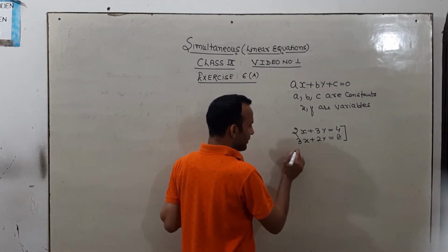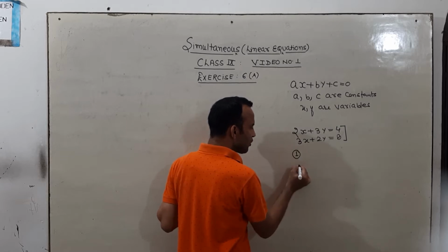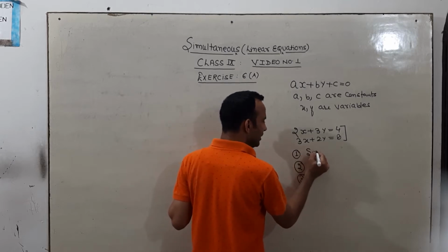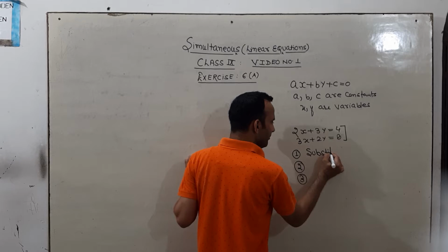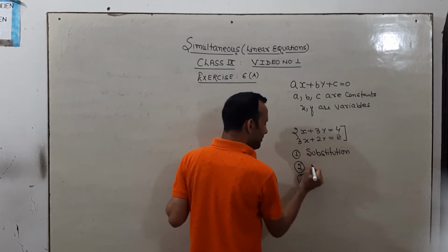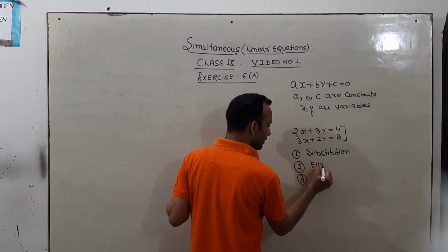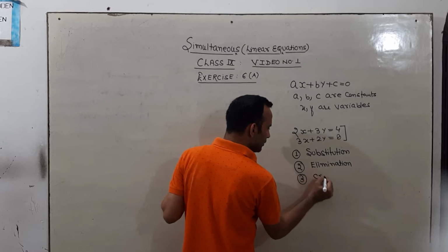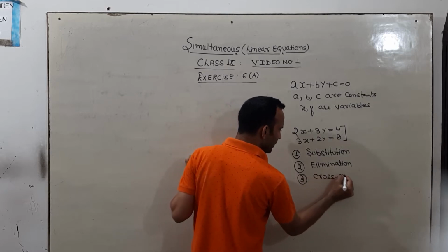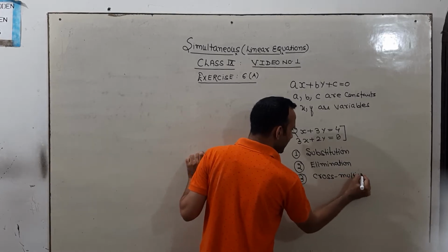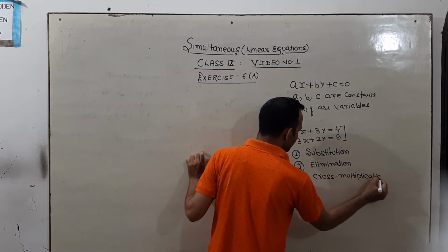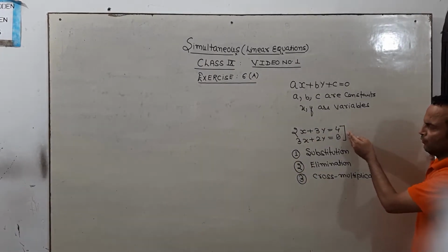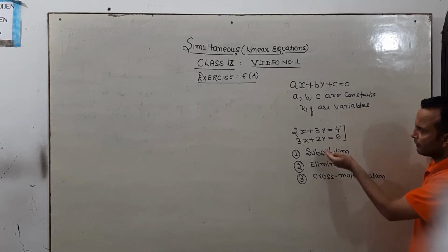My dear students, we have to use three methods to solve such type of problems. Number one is the substitution method. Second method is the elimination method. And third one is the cross multiplication method. So dear students, to solve such type of simultaneous linear equations, we can use any one of the following methods.